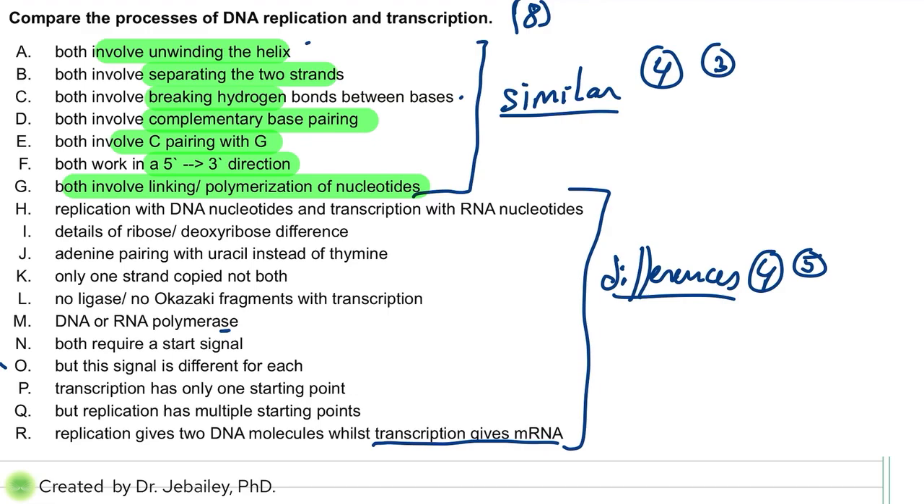Then for the things that I can remember as differences? Oh, I can say one is using DNA, the other one is RNA, one has ribose, one has deoxyribose, one is using uracil, one is with the thymine, one has DNA polymerase, the other one has RNA polymerase. What else can I say? Transcription has 1 point, DNA has many points, replication gives 2 molecules, while transcription only gives mRNA.